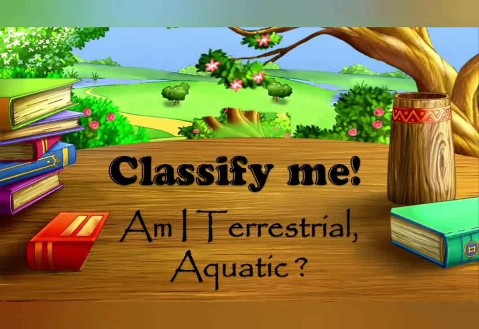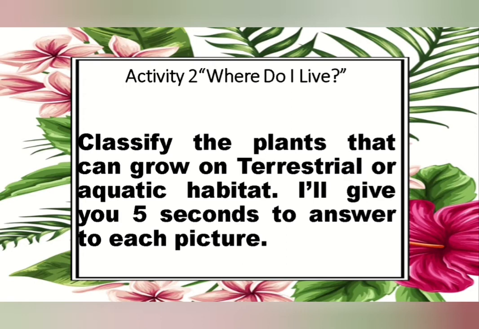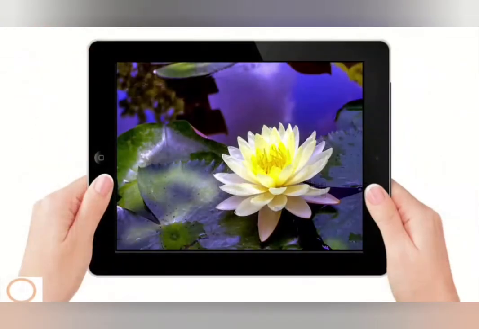Okay, next activity is classify me. Am I terrestrial or aquatic? So activity 2, where do I live? You are going to classify the plants that can grow on terrestrial or aquatic habitat. I'll give you 5 seconds to answer each picture. Are you ready? Okay, first picture.